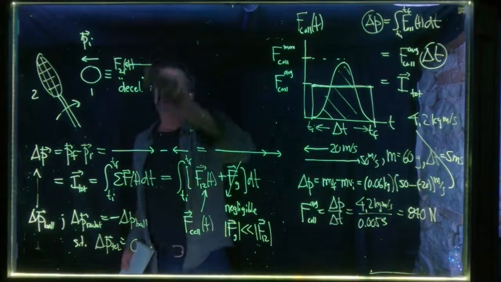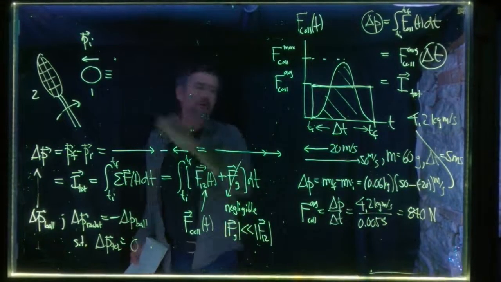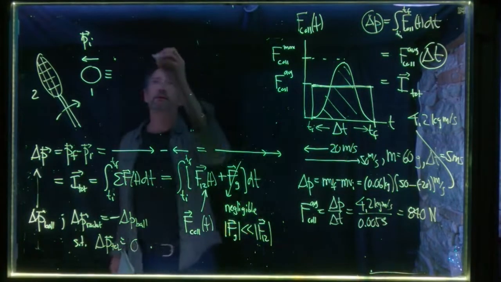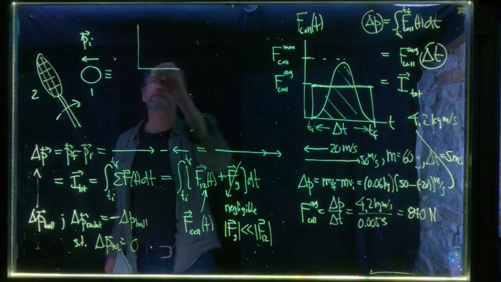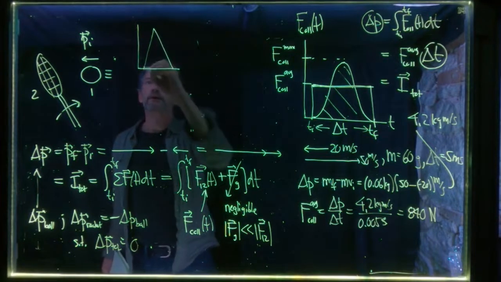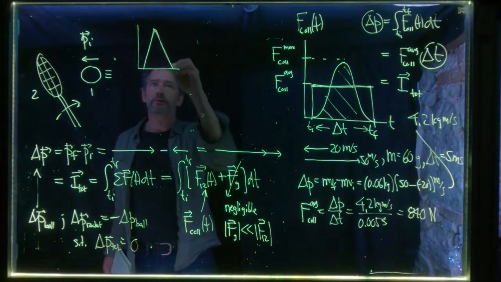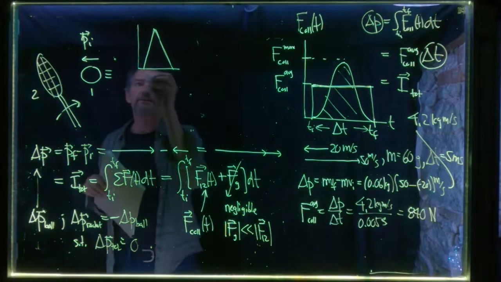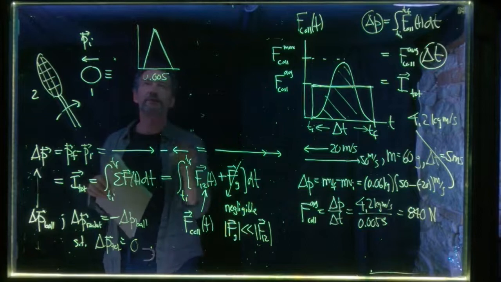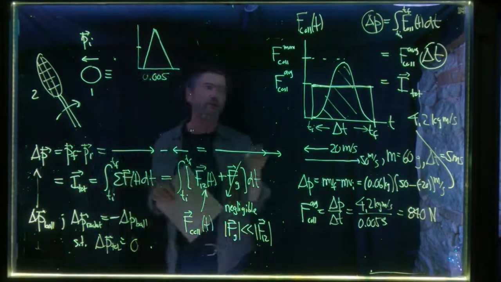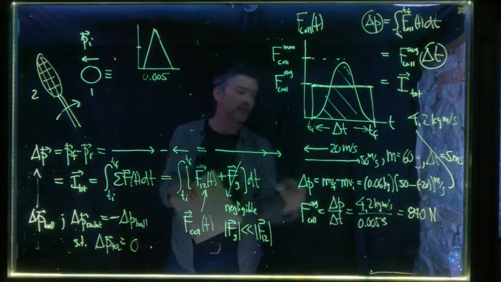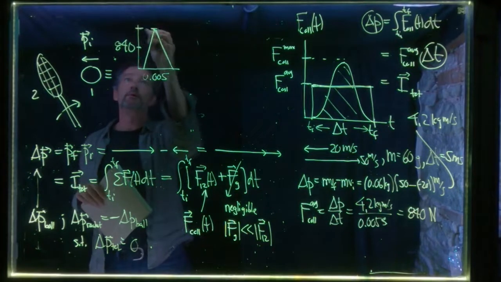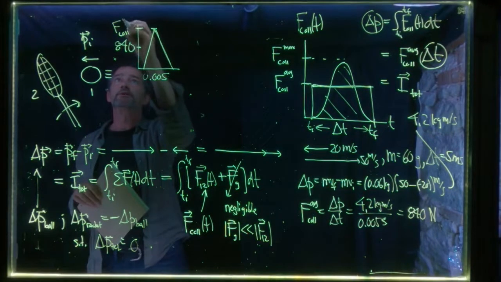Let's imagine the force versus time curve, which might be complicated like that. Let's simplify it and suppose that it looks something like this. It's just a triangle. The magnitude of the force ramps up linearly with time and then ramps down linearly with time. This is 0.005 seconds. What we know is the average force, that's this. That average force is 840 newtons. That's the average, and then we might be interested in what the peak is.